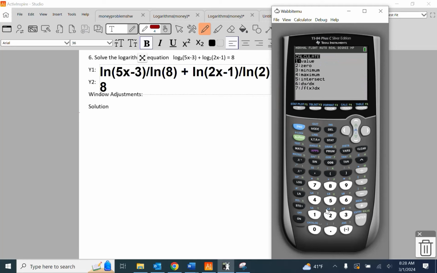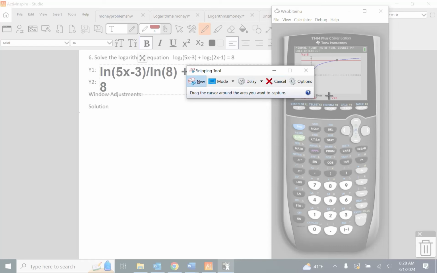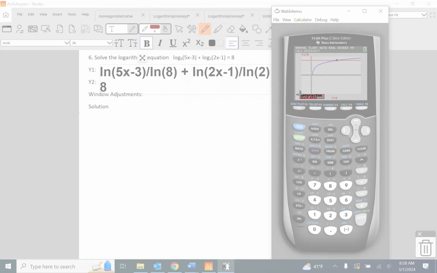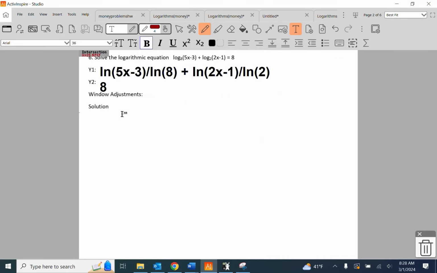Second, trace 5. Get close, press enter 3 times. Okay, so I was off quite a bit. Like I said, I don't remember. I hadn't done it in a couple days. There's my answer.